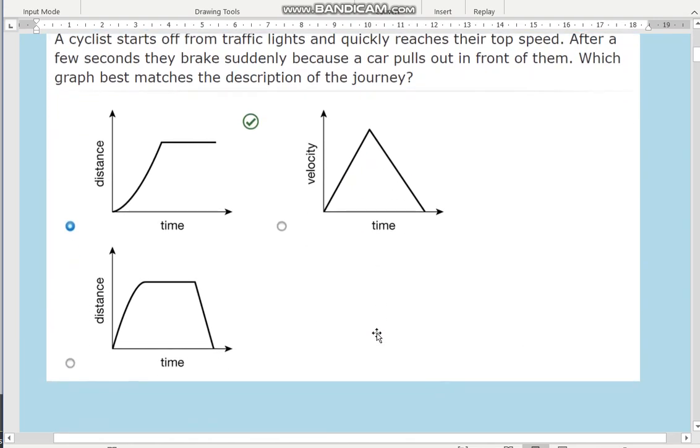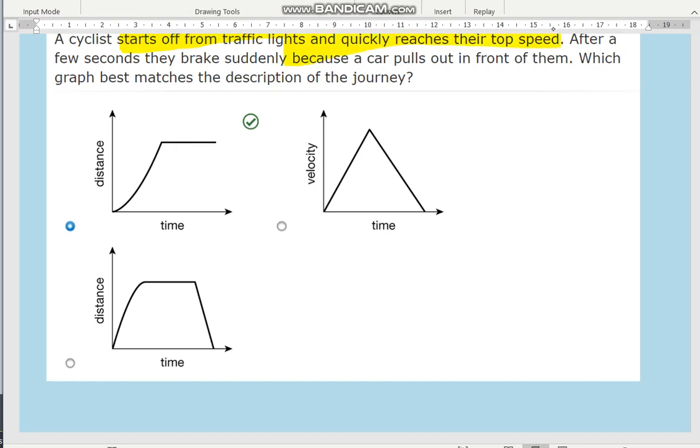Next part, a cyclist starts off from traffic lights and quickly reaches their top speed. After a few seconds they brake suddenly because a car pulls out in front of them. Which graph best matches the description of the journey? So we're looking for them accelerating to begin with. If they're starting off from traffic lights, so they're stationary, and then they quickly reach their top speed, then that shows that they are accelerating.